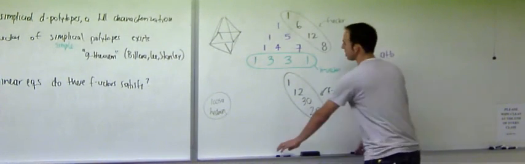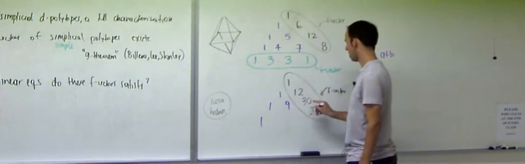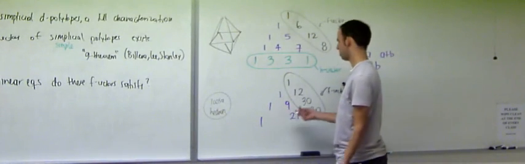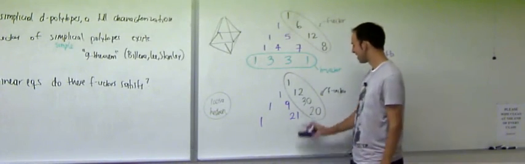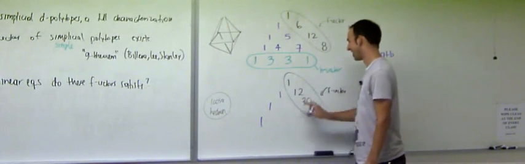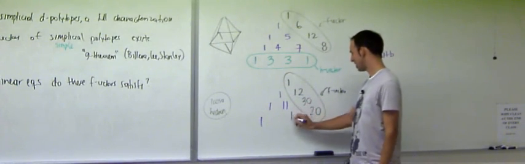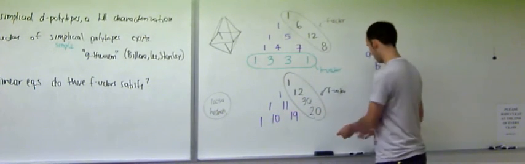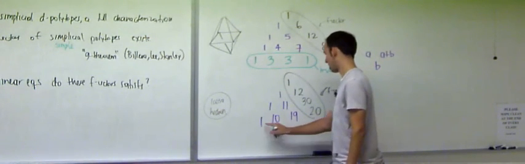Okay, now let's do again this Pascal's triangle business, this kind of reverse Pascal's triangle. 12 minus 1 is 11. 30 minus 11 is 19. 11 minus 1 is 10. And then the last row is going to be 20 minus 19, 1. 19 minus 10, 9. 10 minus 1, 9.